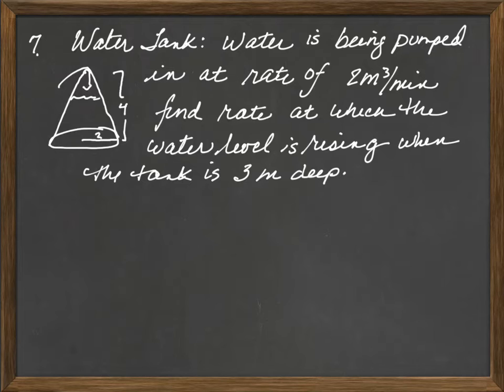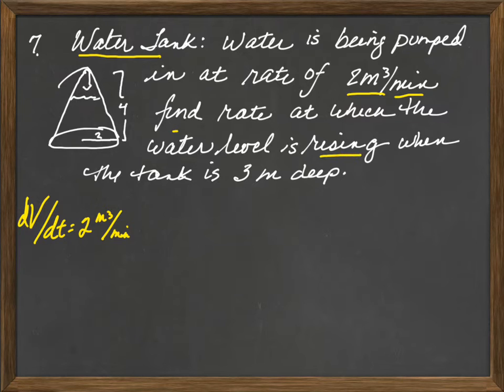Okay, here comes our famous water tank, number 7. There's an inverted cone water tank. Water's being pumped in at a rate of 2 meters cubed per minute. So that means that's the volume. So dV/dt given is 2 meters cubed per minute. And that also helps us with our units. Okay, it says find the rate at which the water level is rising. So that sounds like it wants, so this is the have, and it wants dh/dt.